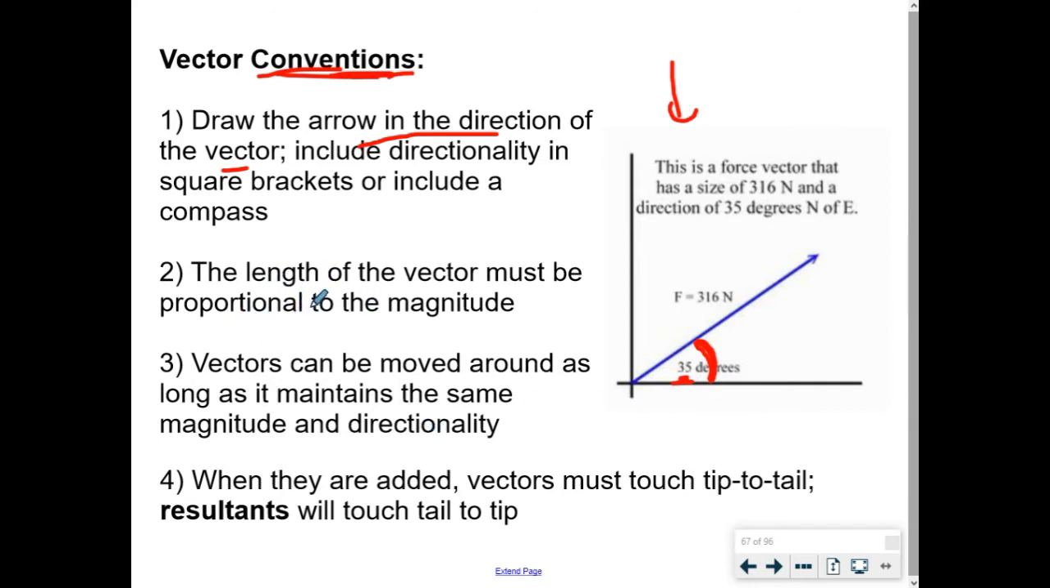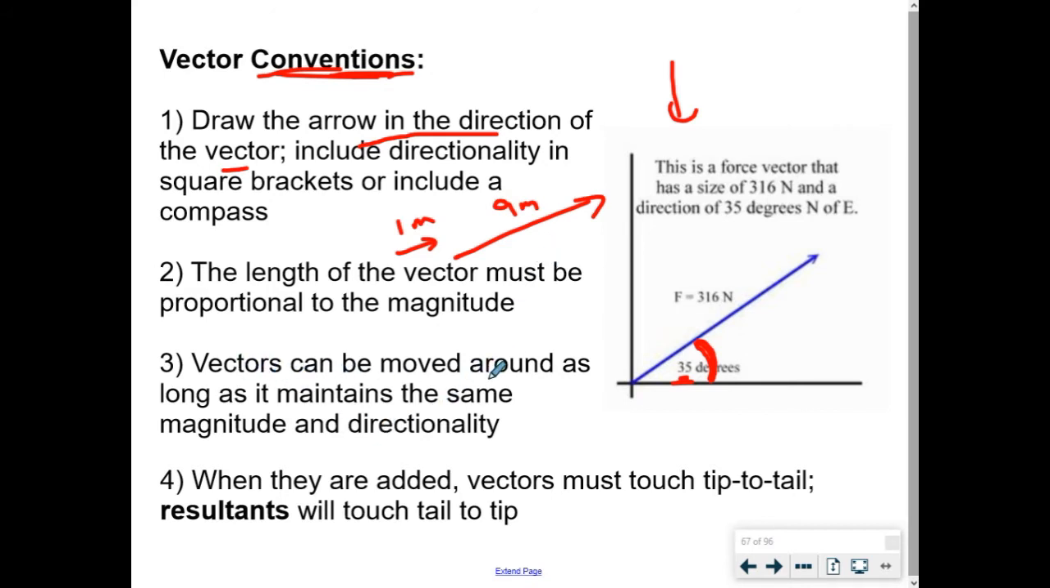Second one, I already kind of talked about this. The length of the vector is proportional to the magnitude. So if I show you a little vector that's going this far, or a larger vector, you know that this one, say, could be 1 meter, and this one here could be 9 meters. It's because it's 9 times bigger.